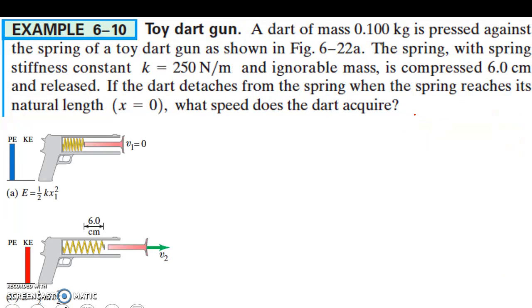All right, now let's talk about elastic potential energy and how we can relate this. A dart of mass 0.1 kilograms is pressed against the spring of a toy dart gun. The spring, with a spring stiffness constant of 250 and no mass, is compressed 6 centimeters and released. The dart detaches from the spring when the spring reaches its natural length. What speed does the dart acquire?